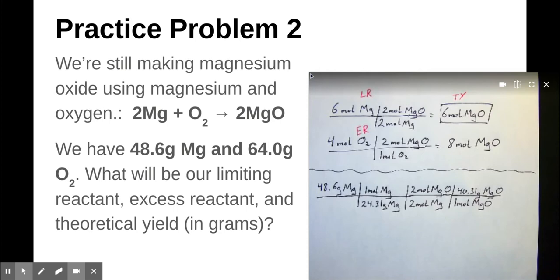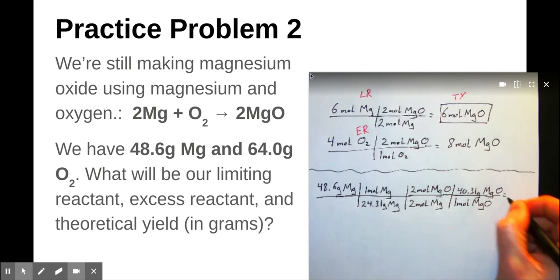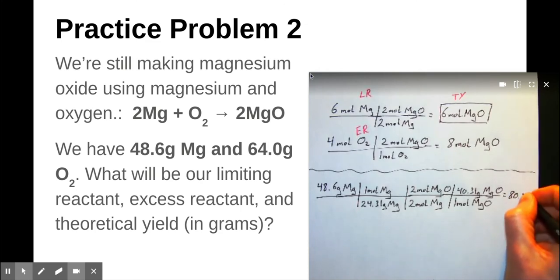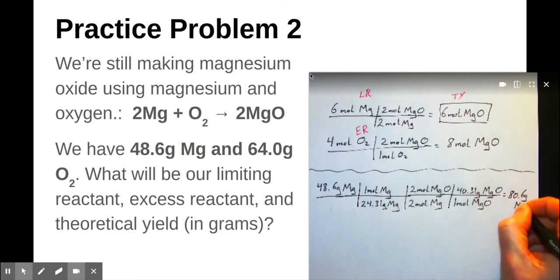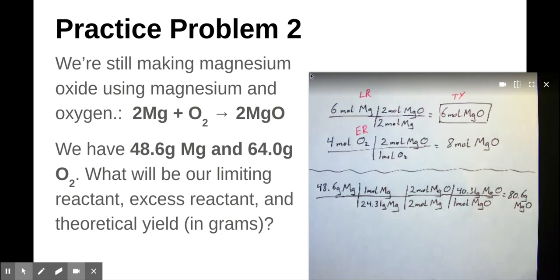Now punch that into your calculator. It'll be 48.6 times 1 times 2 times 40.31, all divided by 24.31 times 2 times 1. And you should get 80.6 grams of magnesium oxide. So you have enough magnesium to make 80.6 grams of magnesium oxide. Cool deal. Now, what about the oxygen?